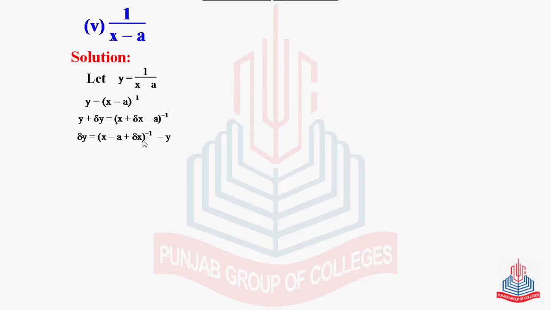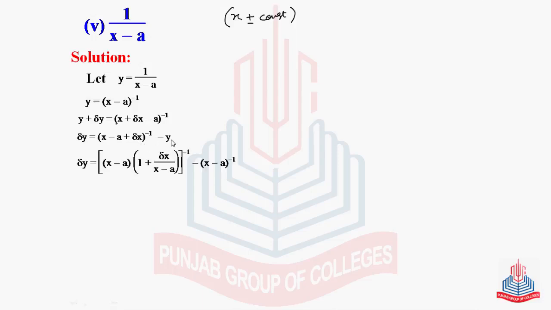And in all other parts, having a function like x plus some constant, any constant, 2, 3, 4, c, or maybe minus, we will do the same process like this, in which this constant will be written with x and this delta x will be shifted to the end. So delta y will become x minus a plus delta x raised to the power minus 1 minus y.